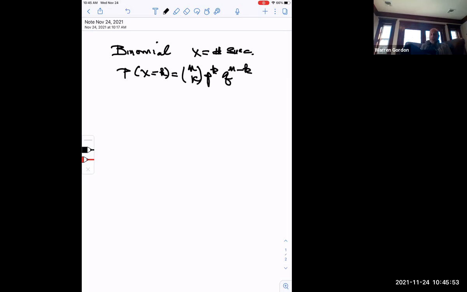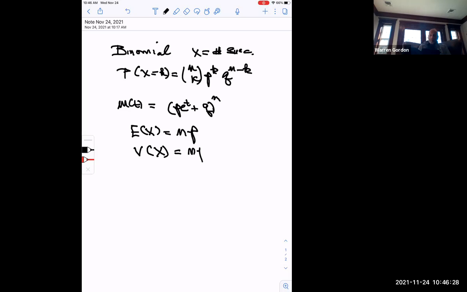P is the probability of success. We also showed that the moment generating function is (P e to the T plus Q) raised to the nth power. Please don't memorize this fact. It's all given to you in the table in the text, which I'll provide you on the exam. And the expectation turns out to be very simple: N times P. The variance turns out to be N times P times Q. That's sort of a summary of the binomial distribution.